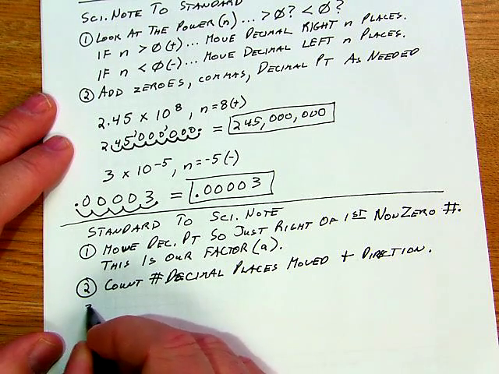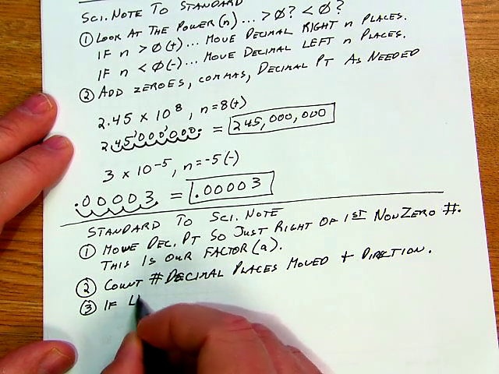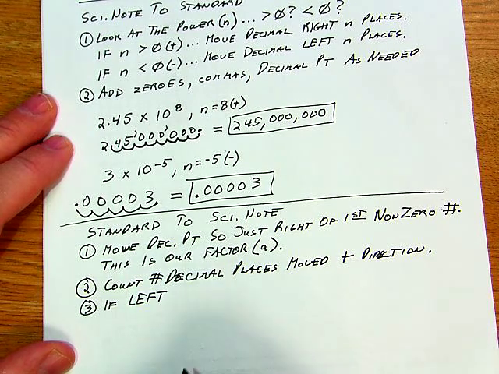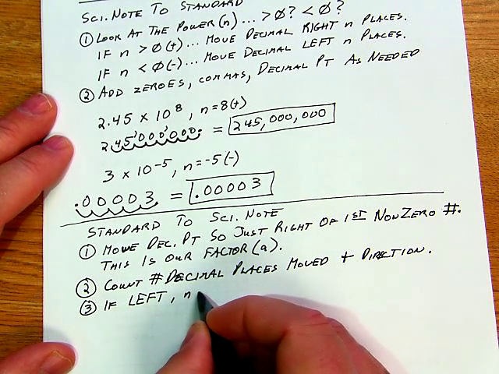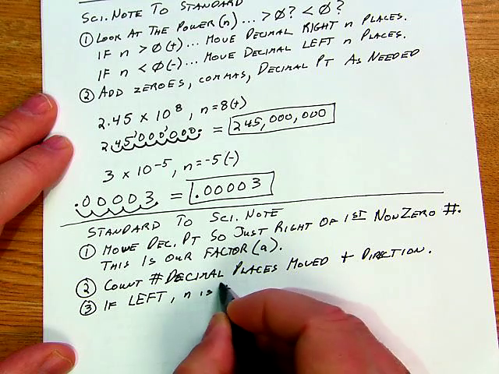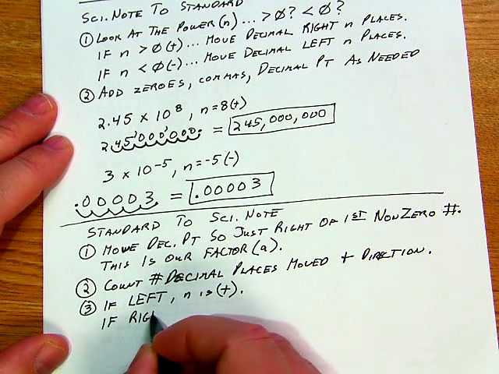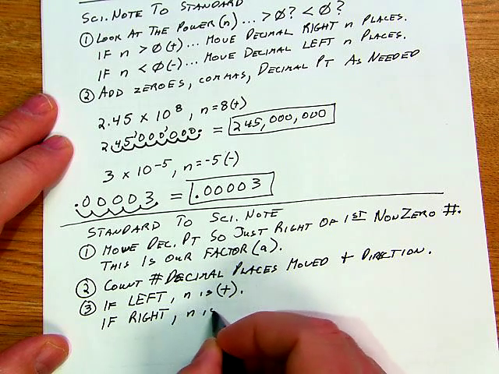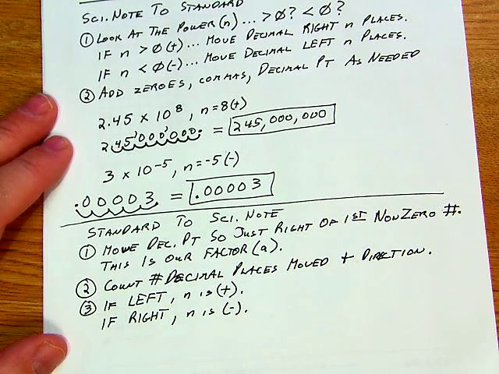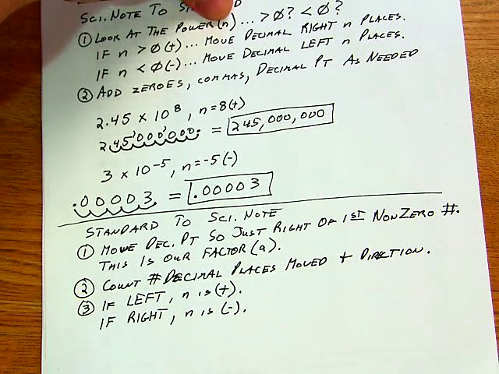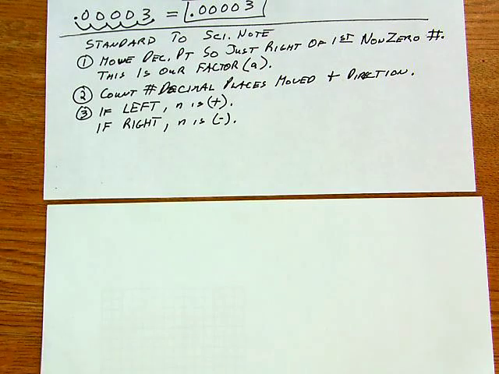Then you follow the final rules. If I moved left, then n is positive. If I moved right, n is negative. All right, so let's go to a new piece of paper here and try an example of that. We'll leave the rules right up there.